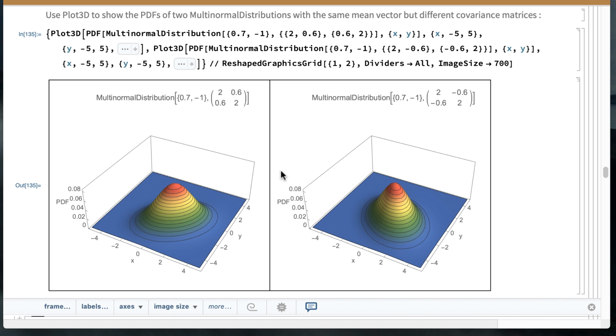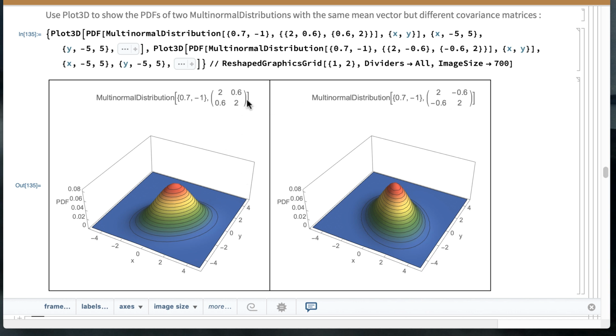Let's take a look here actually at the PDFs of two multinormal distributions. And you'll see that their first parameter is the same, but their second parameter has the same numbers in the diagonal of the matrix, but the off diagonal here is negative, and the off diagonal here is positive. You also notice these matrices are symmetric, as I told you they needed to be.